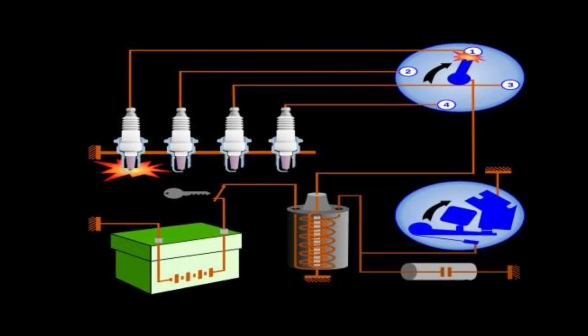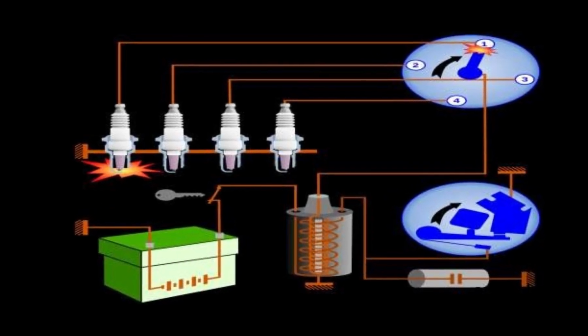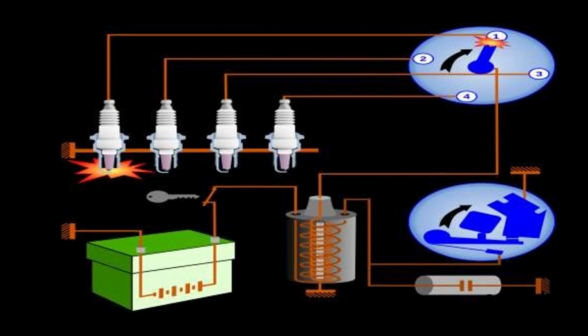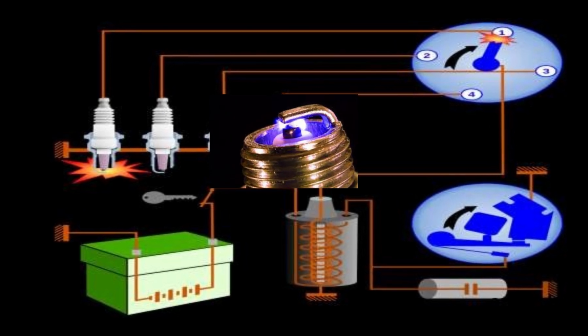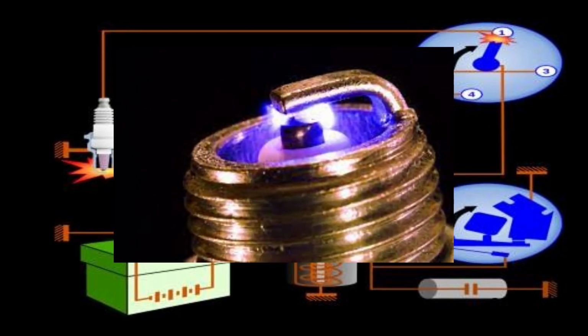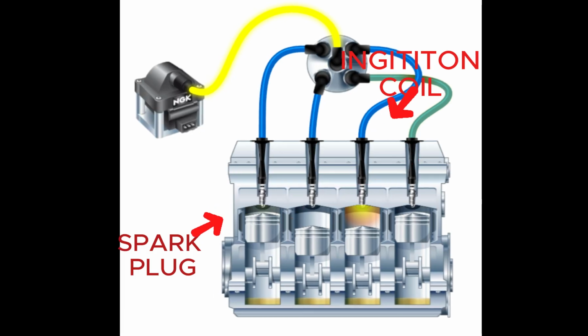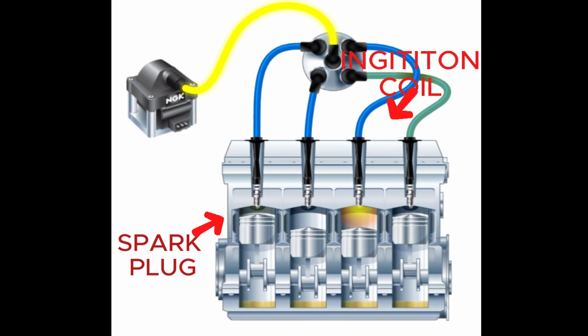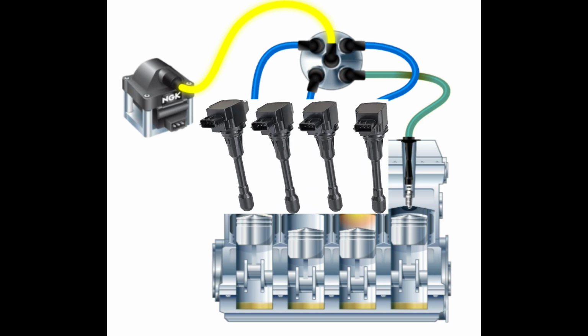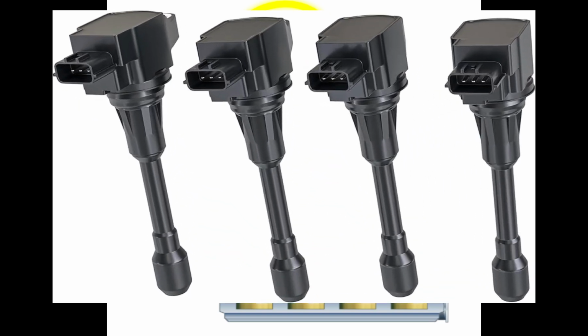3.2 Ignition system, gasoline engines only. This system is responsible for igniting the air-fuel mixture to generate power. Key parts include spark plug, which produces an electric spark to ignite the fuel mixture inside the cylinder; ignition coil, which converts the battery voltage into high voltage, 10,000 to 40,000 volts, to create a strong spark.